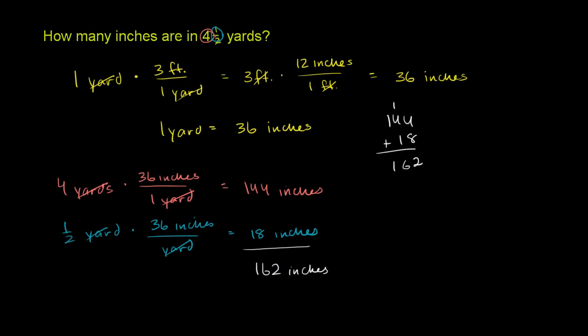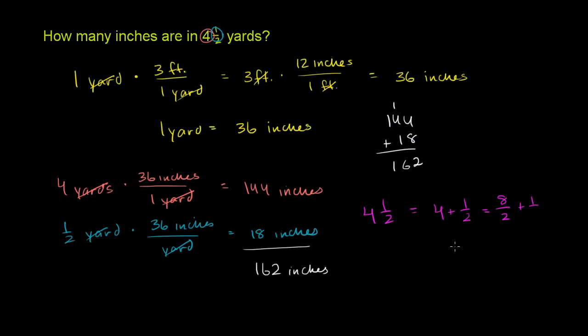The other way to do this would have been to convert this into an improper fraction and then multiply by the unit. So let's do it that way. If I have 4.5 of anything, really, 4.5 is the same thing as 4 plus 1/2. If we want to have the same denominator as this 1/2 over here, 4 is the same thing as 8 over 2. Or you could say 4 over 1 is the same thing as 8 over 2 if we want to have a common denominator. So 8 over 2 plus 1 over 2.